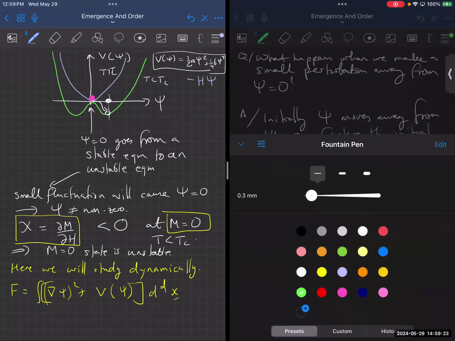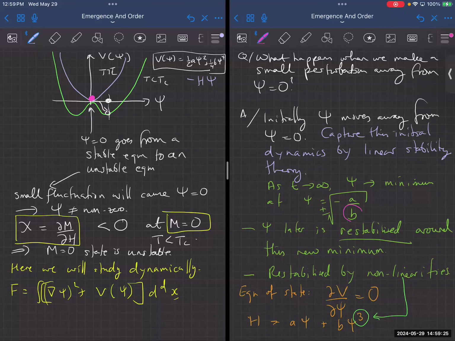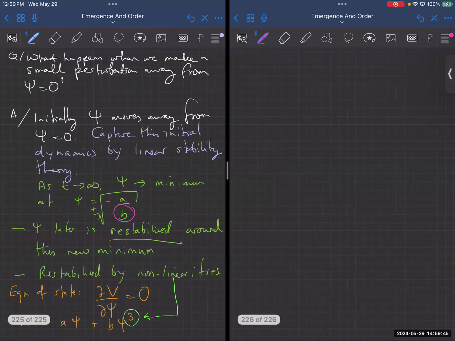And how do I know it restabilizes it? Well, it's because the coefficient of the quartic term comes in here to the equilibrium value. So this notion of linear instability about the state that is now unstable, and then the restabilization around the new minimum, we understand that picture in equilibrium statistical mechanics. But what we're going to do now is look at it in a non-equilibrium system.